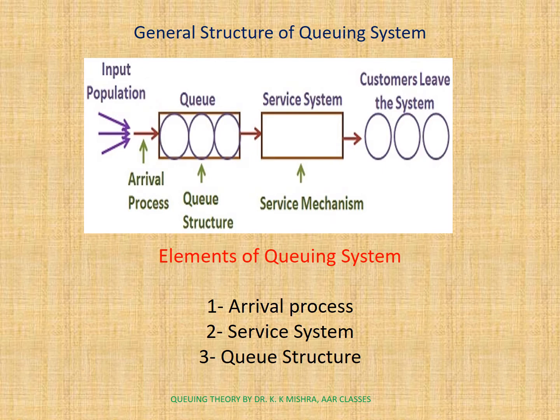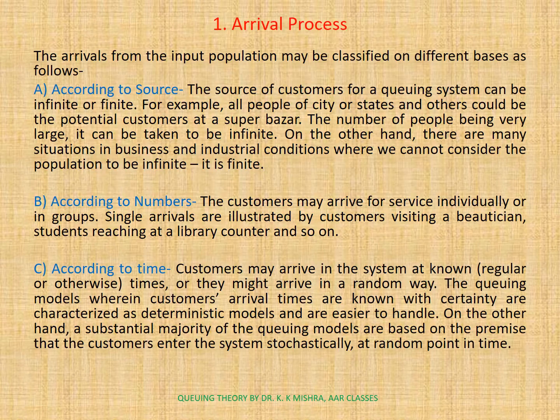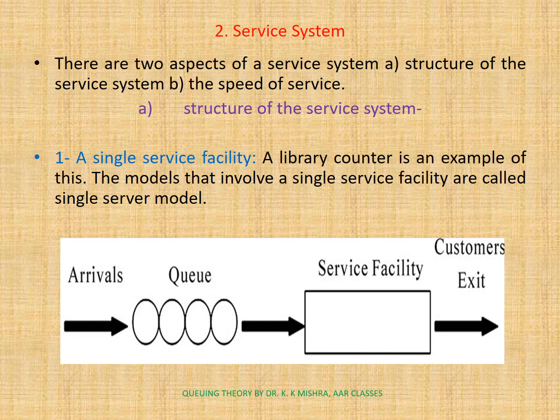As earlier, the points which I will be covering here have already been made clear to you. Arrival process. Now we'll talk about the service system. There are basically two aspects of the service system. One, the structure of the service system, and another one, the speed of the service system. Let us first talk about the structure of the service system.